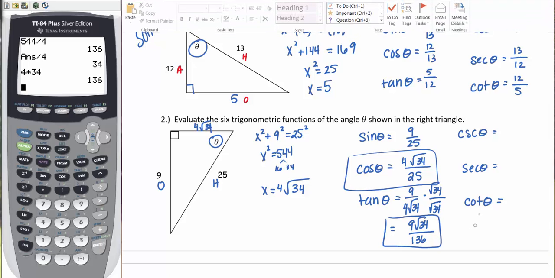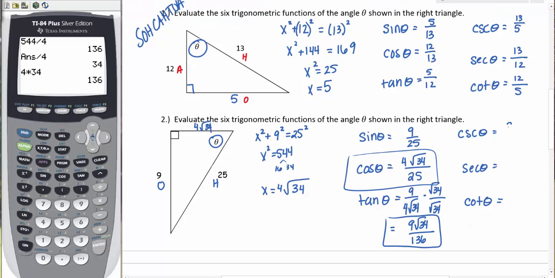Then you need to find the reciprocals. So cosecant is always the reciprocal of sine. So 25 over 4 root 34. And I want you to rationalize this one on your own in just a second.